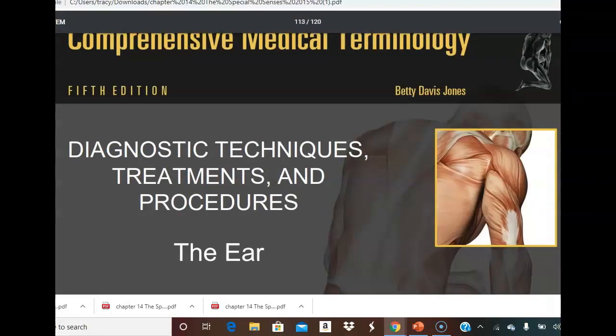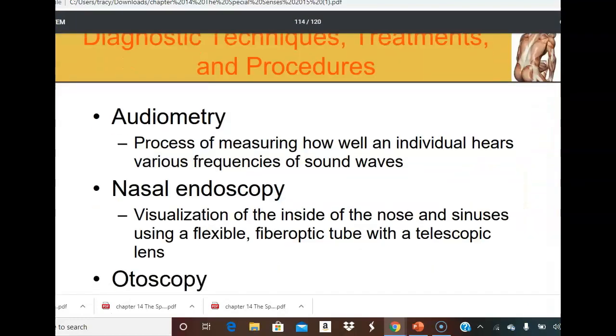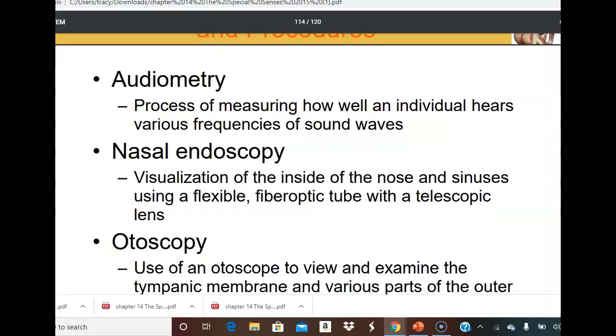Same thing here. There's a couple of things through here. Let me see what we got. I'm only going to go through a couple of these. So audiometry, this is important. This is an important definition.